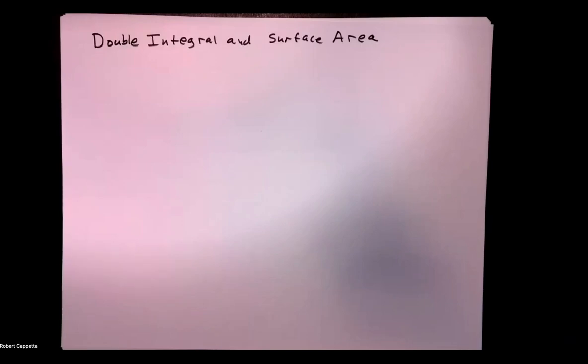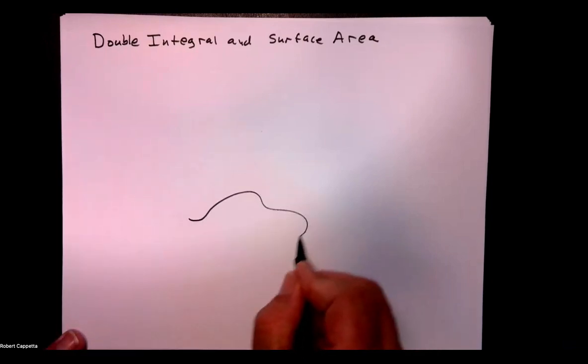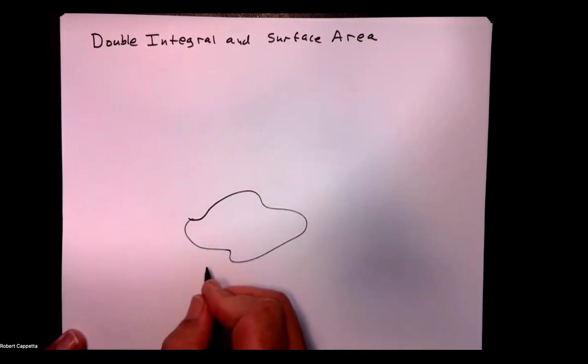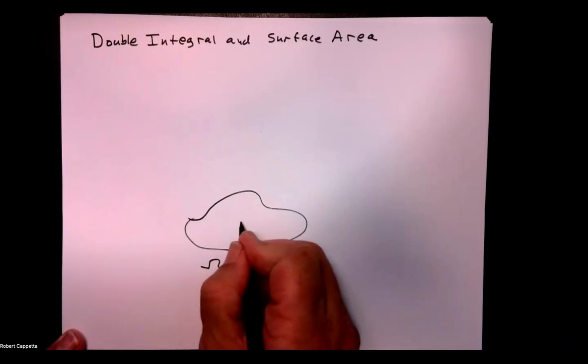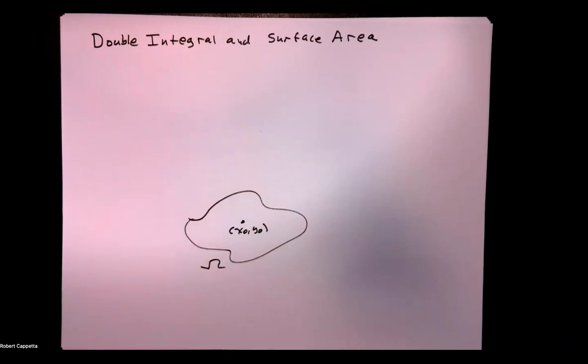So this lesson's on the double integral and surface area. So how can we find that? I have this region omega that's in the plane, and I have a point x naught, y naught. And I want to identify where f of x naught, y naught is. So it's in some surface that is above that plane.